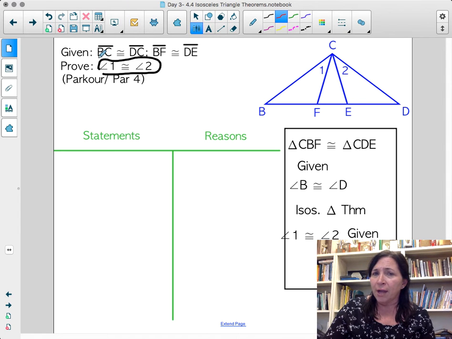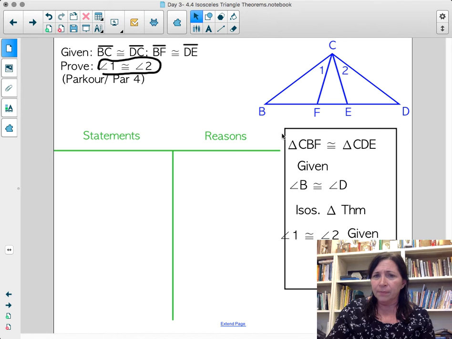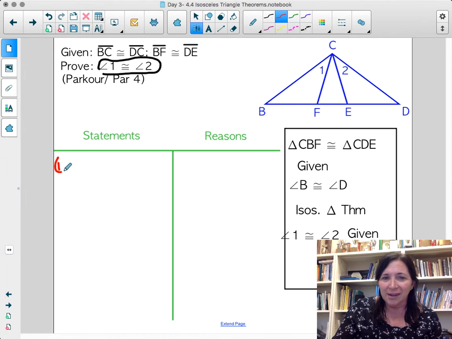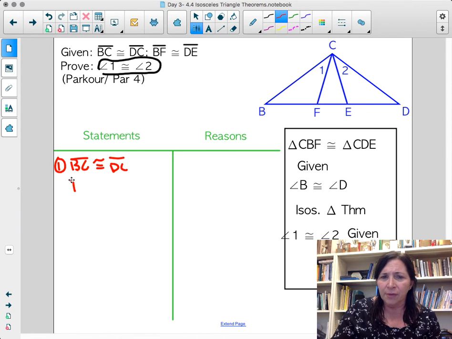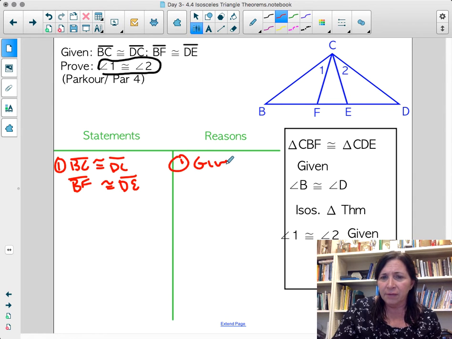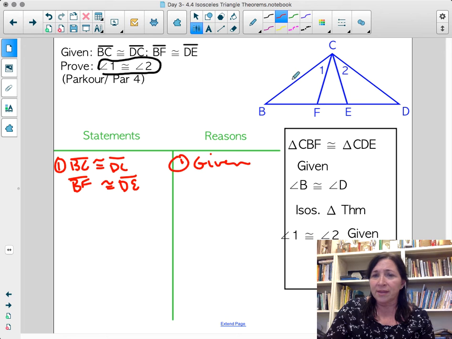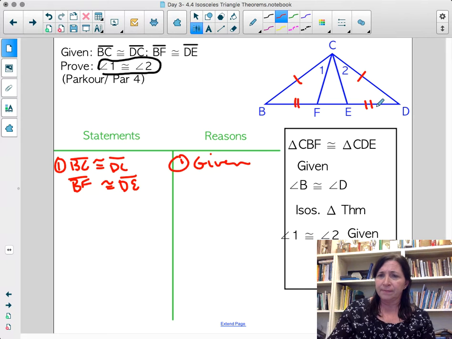So first of all, I know that BC and DC, oh, I already have these here. BC, I don't have that there, so let's write that down. BC is congruent to DC, and we also know that BF is congruent to DE. And this is given, G-I-V-E-N, okay. So let's write that on our picture. BC congruent to DC. BF congruent to DE.